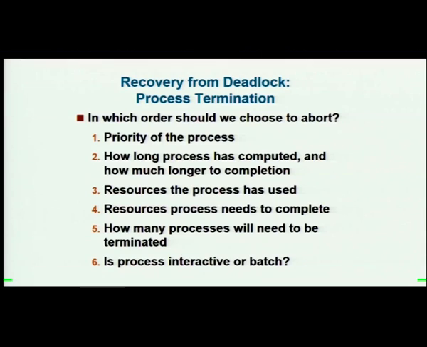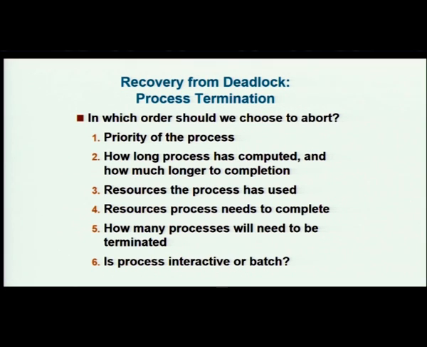So we have a way to decide the priority of the process, and which process should be aborted so that the deadlock state will not be there. We can release the resources. It is a question of understanding the resource allocation graph based on the notation that has been discussed and the algorithm that we have been using: how long the process has computed, resources the process has used, resources the process needs to complete, how many processes will need to be terminated, and whether the process is interactive or batch.